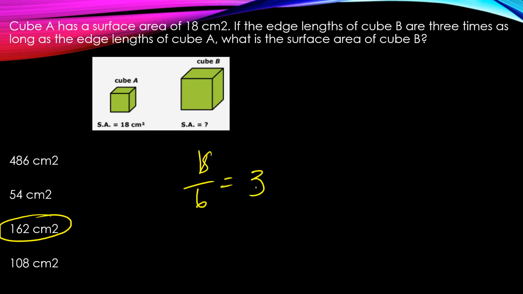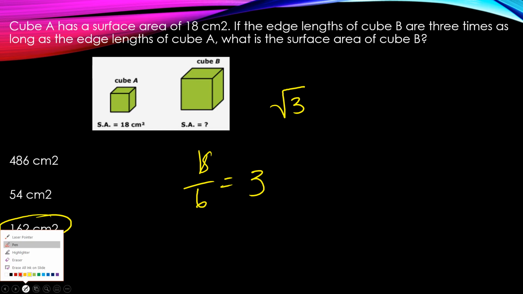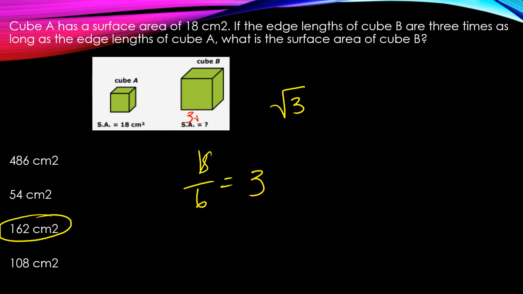Okay, so that gives us the area of each of the cube faces. From 3, we need to figure out what two numbers I can multiply together to get 3. Since we can't think of any two right off the bat, we'd have to take the square root. So we'd have the square root of 3. Since each of the edge lengths of cube B are 3 times as long, each of these edge lengths on cube B would be 3 root 3.